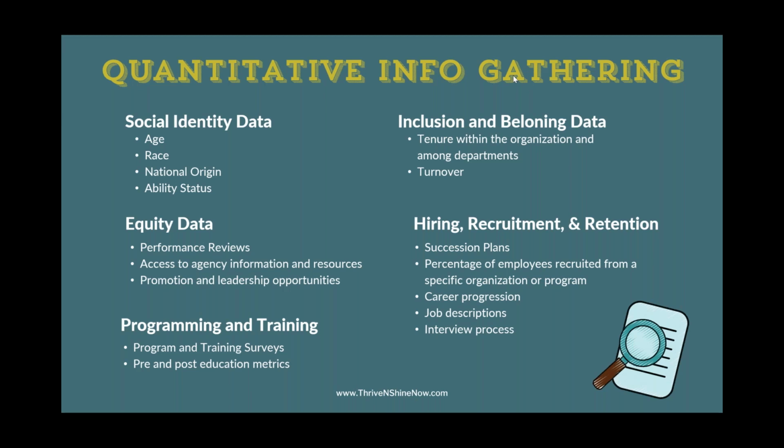So equity data might look like your performance reviews. It might look like who tends to have access to information and resources. Are your policies and procedures only printed somewhere where a few people can access them? Are they accessible for staff when they're doing their work? But really start to think about equity. Think about programming and training. So think about doing pre and post surveys when you're doing training. Think about gathering information about people's experiences. And inclusion and belonging. Think about tenure. So how many people stay at your organization?